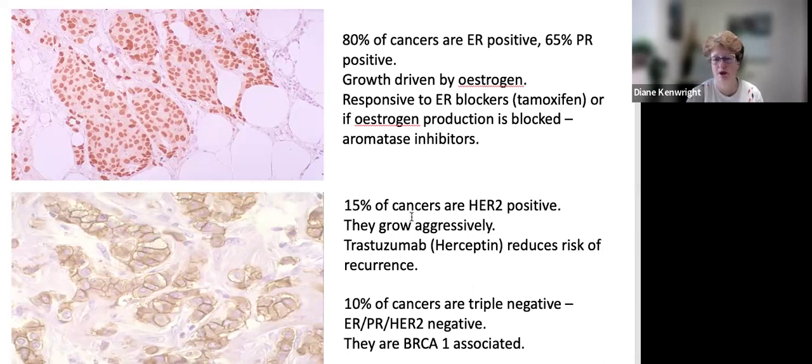This is the HER2. About 15% of cancers are HER2 positive. They grow very aggressively, but that aggressive growth can be blocked with the use of Herceptin. And so the HER2 receptor, the human epidermal growth factor receptor type 2, is present on the surface of cells. And this is a HER2 immunohistochemistry, which is showing the receptors are positive. BRCA1 is particularly associated with cancers that are ER, PR, and HER2 negative.